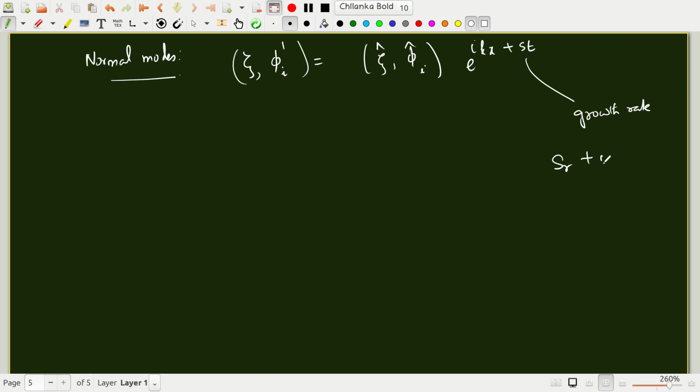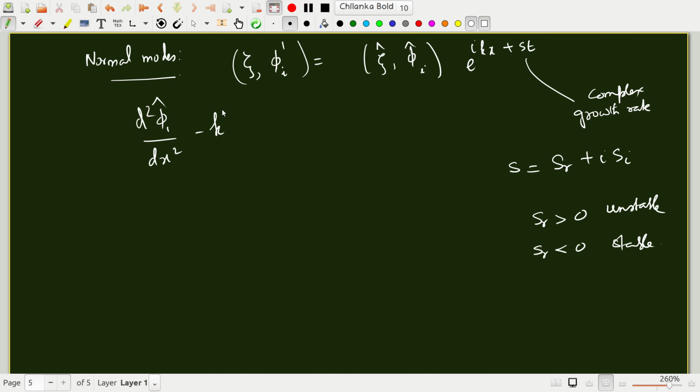It can be complex in general. If s_r, the real part, is greater than 0, it's unstable. If s_r is less than 0, it's stable. Okay. So, once you substitute this, you will get d squared phi 1 cap by dz squared minus k squared phi 1 cap is 0, d squared phi 2 cap by dz squared minus k squared phi 2 cap is 0.